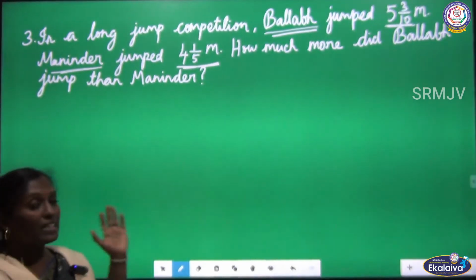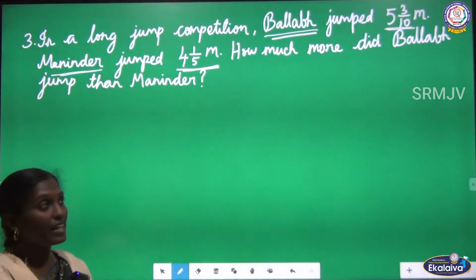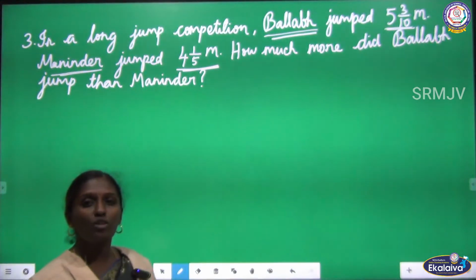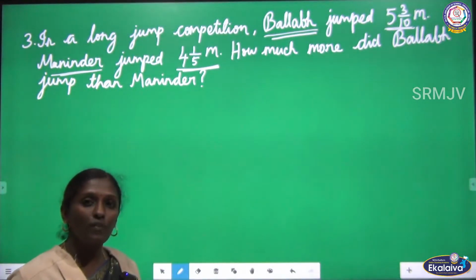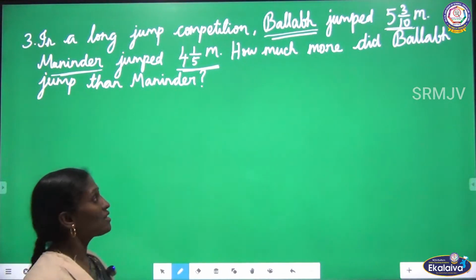By seeing the numbers, we can say that Ballab jumped more distance than Maninder. We are going to find out how much more. For that, what we have to do? We have to subtract these two fractions.